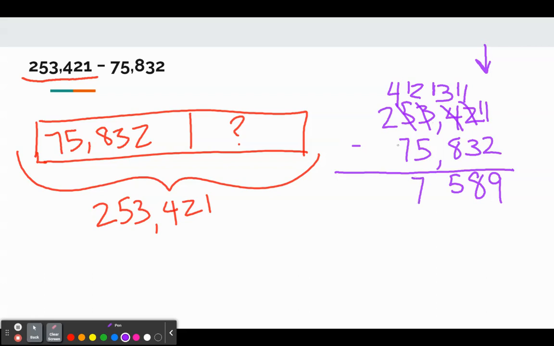4 take away 7. Still can't do that. So I'm going to go to my 100,000s. I'm going to change that to a 1. I'm going to change my 10,000s into 14 10,000s. So 14 10,000s minus 7 10,000s is 7. And then I have 100,000 left. We're not going to take anything away. So our answer is 177,589. That's our difference. So that is going to be this portion right here.